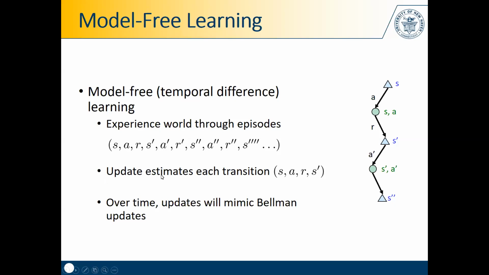The agent updates its estimate of whatever function or value it is that it's trying to compute, be it V or Q or pi, each transition. So every time the agent observes a transition between state S and state S prime with the corresponding reward R through performing an action A, the agent updates its estimate of the value it's trying to compute. Over time, updates will mimic Bellman updates.